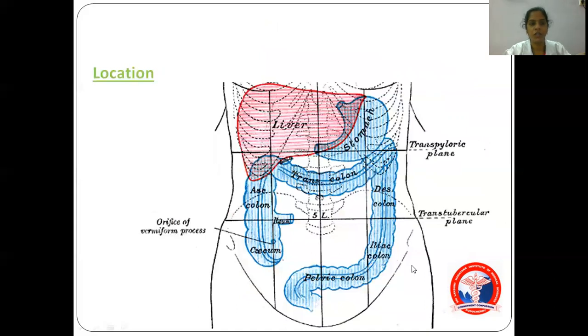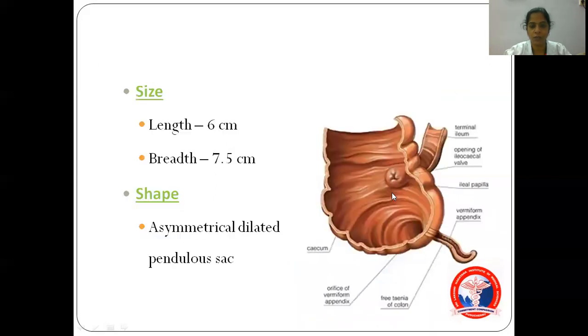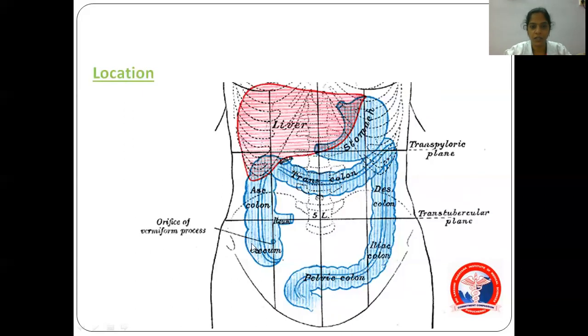So what is the location of the cecum? The cecum is located in the iliac fossa. Now you know the quadrants of the abdomen. Here you can see this part, this is the epigastric region. This is the right hypochondriac, left hypochondriac. This is the umbilical region. This is right lumbar, left lumbar. Here you can see this is right iliac, left iliac.